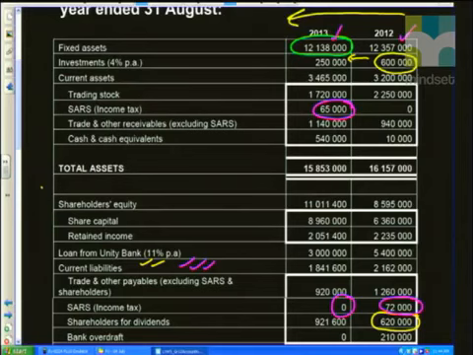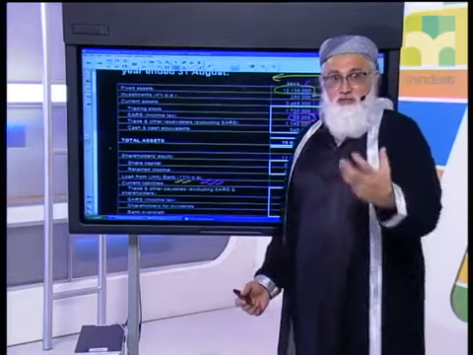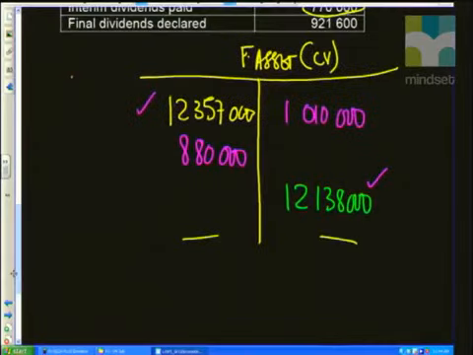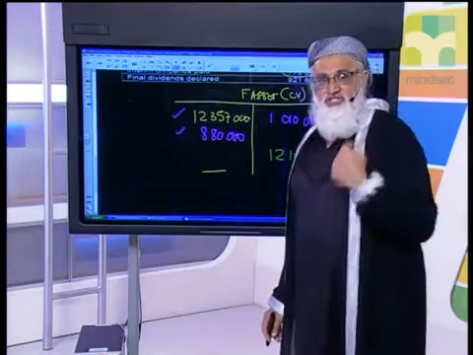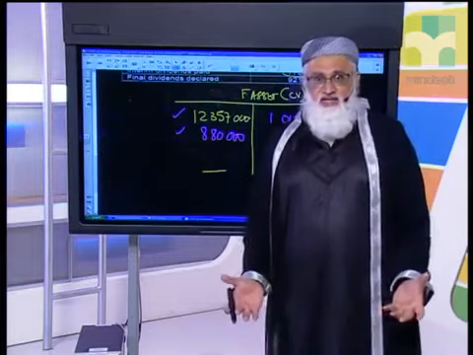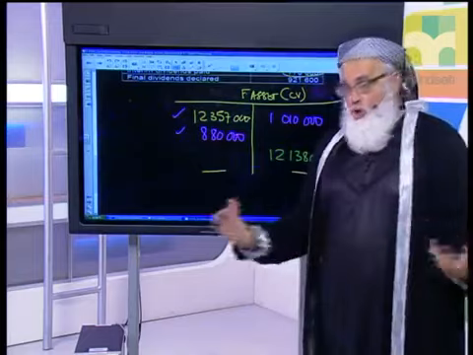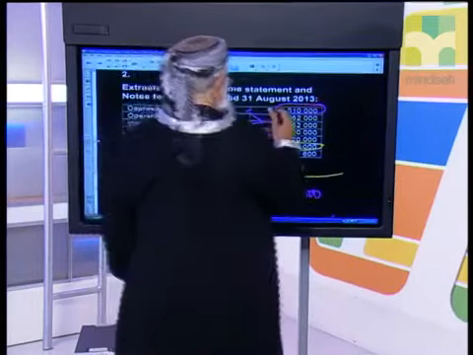Step number 2, bring in the purchase if you know about it. Yes, we knew, the question told us that we bought assets to the value of 880,000. There's the amount that we purchased. Next one, bring in your depreciation. Where are you going to get the information from? The information is coming from your income statement or relevant information. Let's see. Does it appear there? Yes, it does.